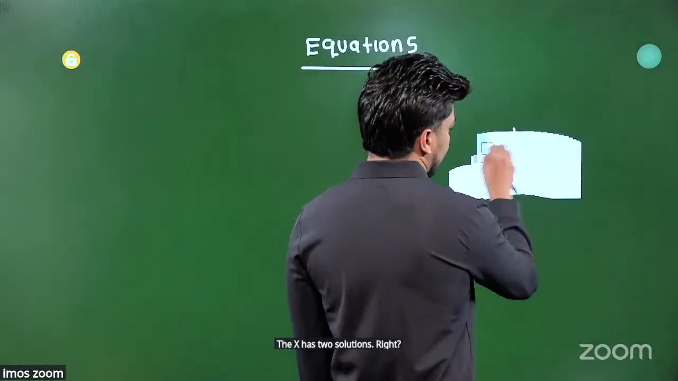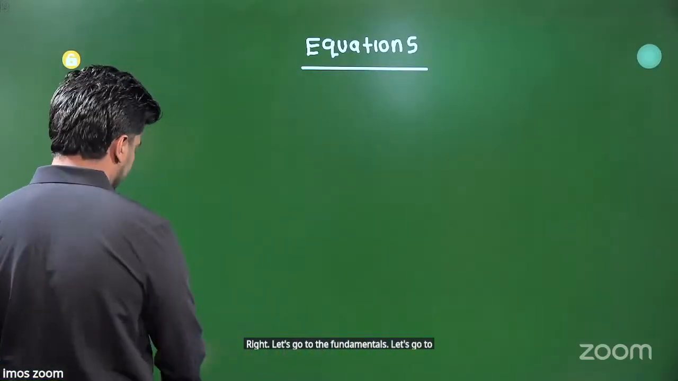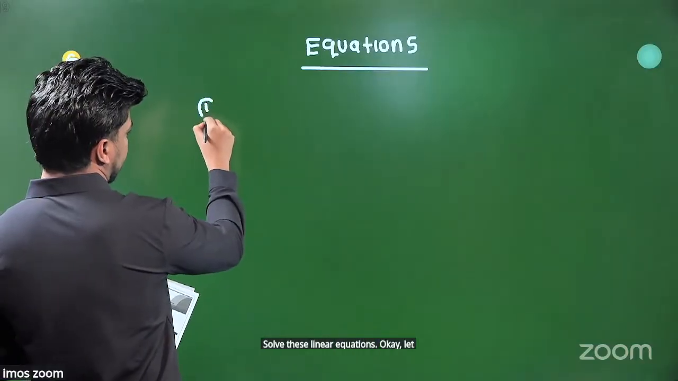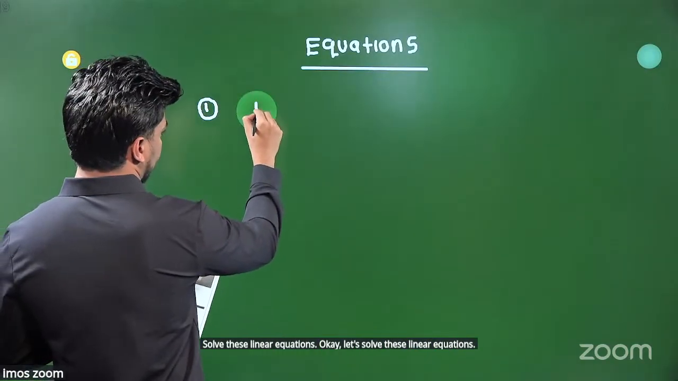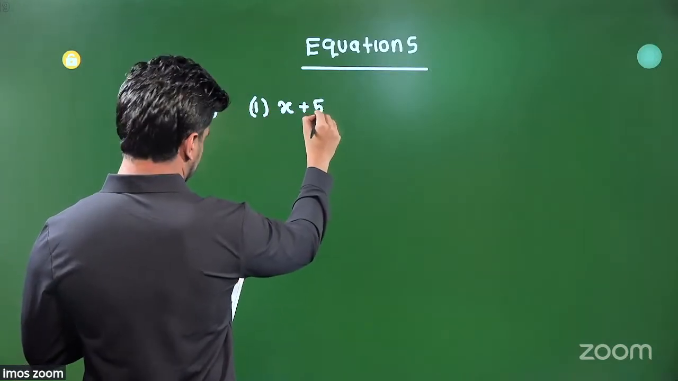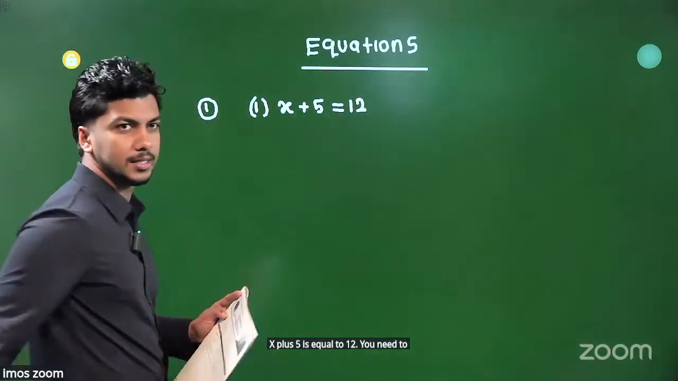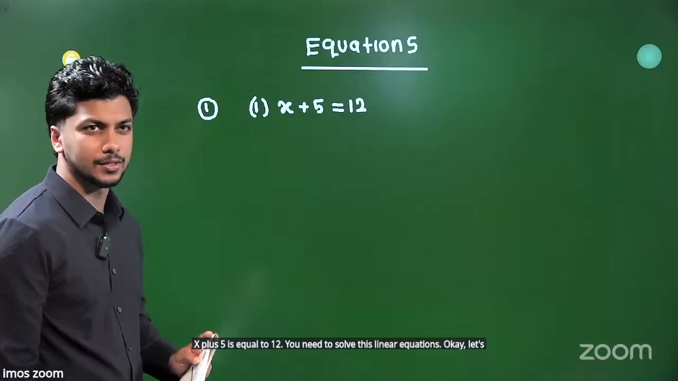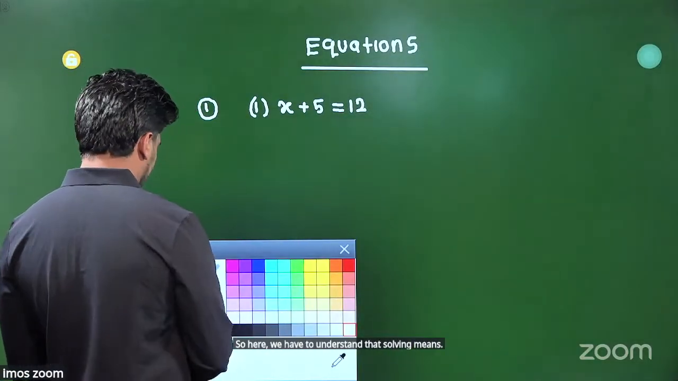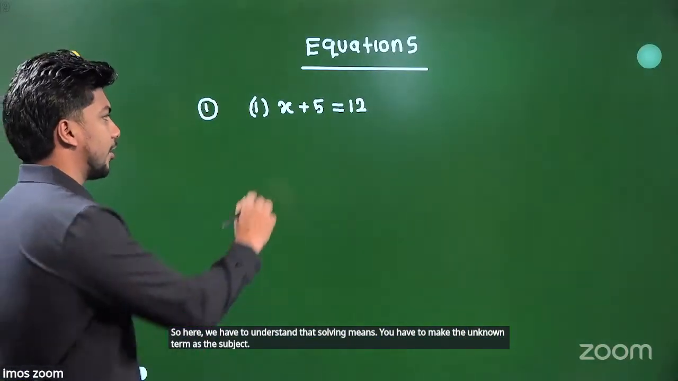Right, let's go to the fundamentals. Let's solve these linear equations. Number one: x plus 5 is equal to 12. You need to solve this linear equation. Solving means you have to make the unknown term the subject. So here you have to make x the subject.